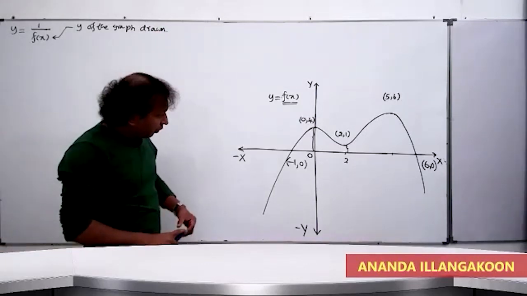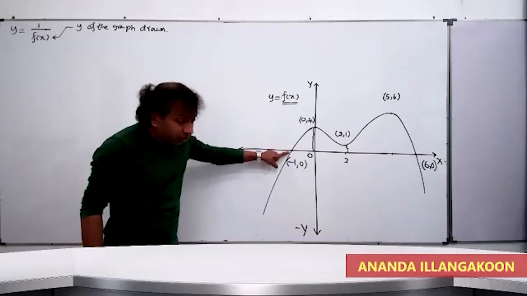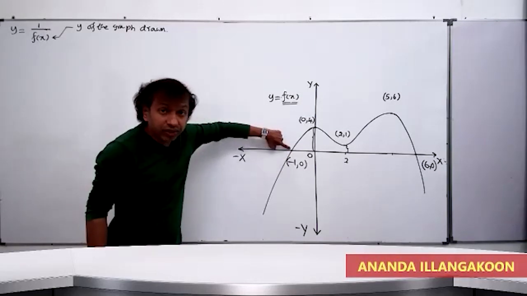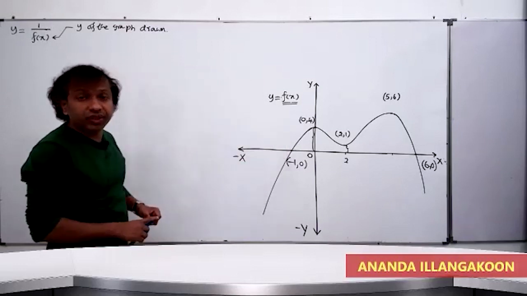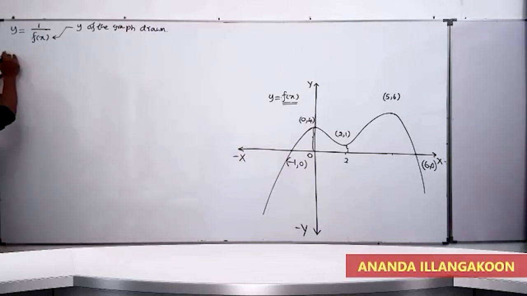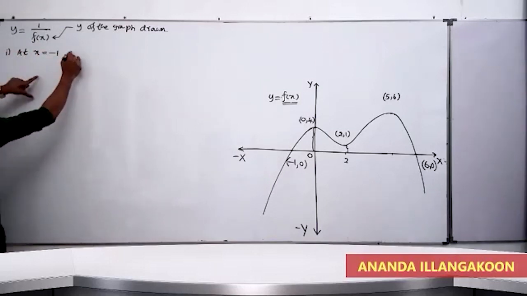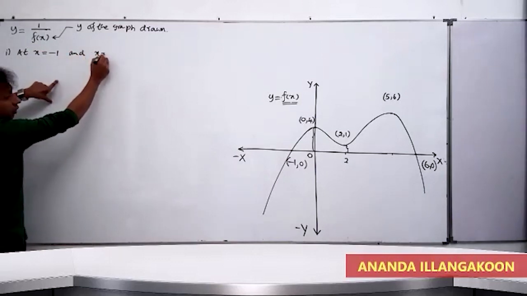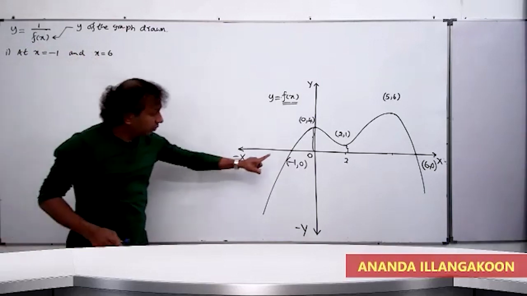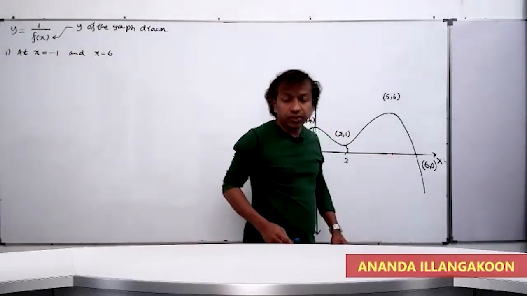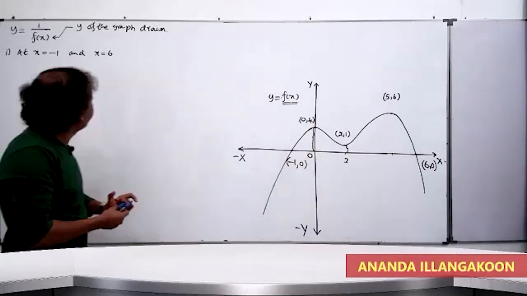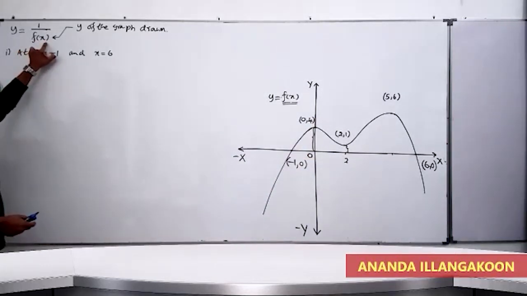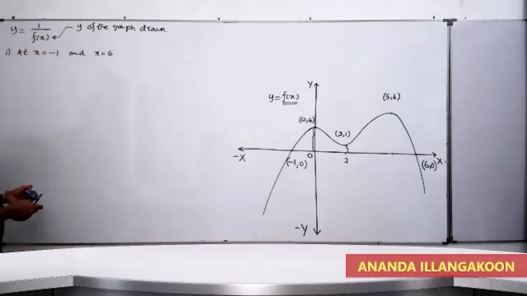Right. People, can you remember here? At x equals -1, what is this y coordinate? 0, no? Then you can see here, at x equals -1 and x equals 6, y is 0. When the denominator becomes 0, people, what do you get? 1 over 0, infinity. Understand? Okay. This goes to infinity.